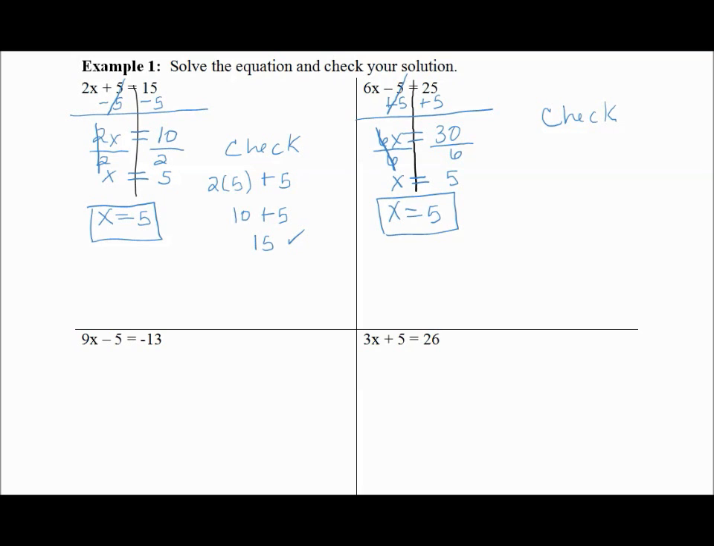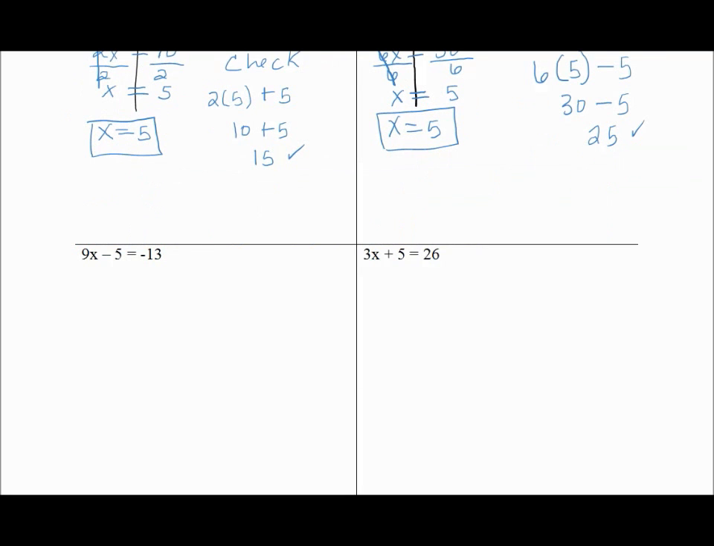If I replace x with a 5 in the original equation, it should equal 25 if 5 is the correct answer. So let's check and see. So this becomes 6 times 5 minus 5. 6 times 5 is 30 minus 5, and 30 minus 5 is 25. So it checks out. When I made my substitution, I got 25, so that lets me know, hey, you got the right answer. Let's go ahead and try one more together.